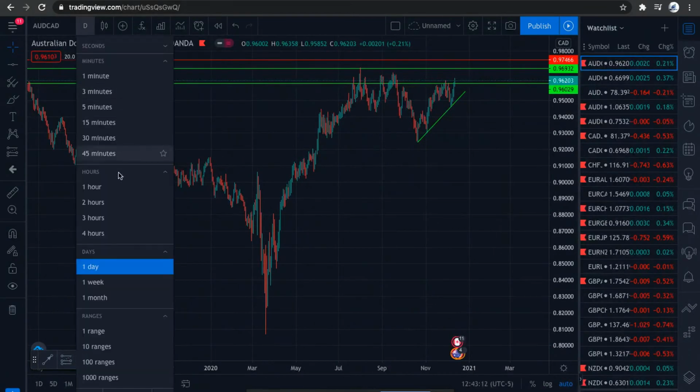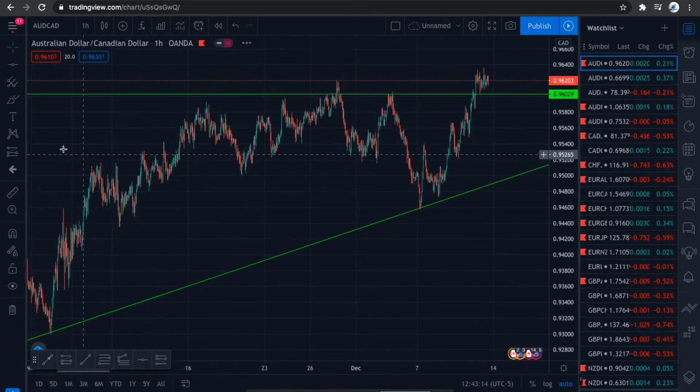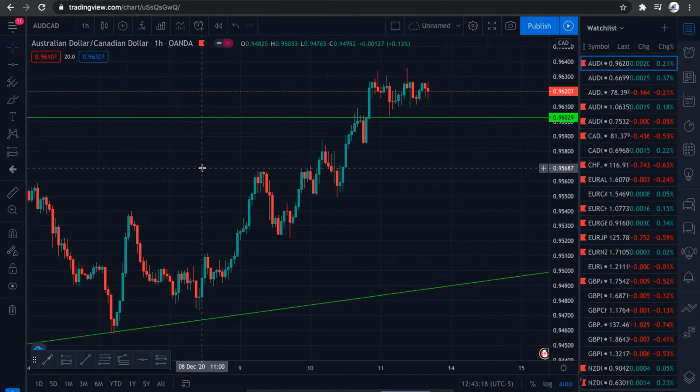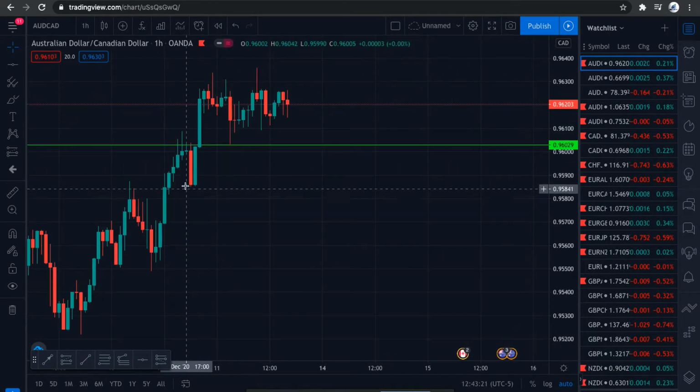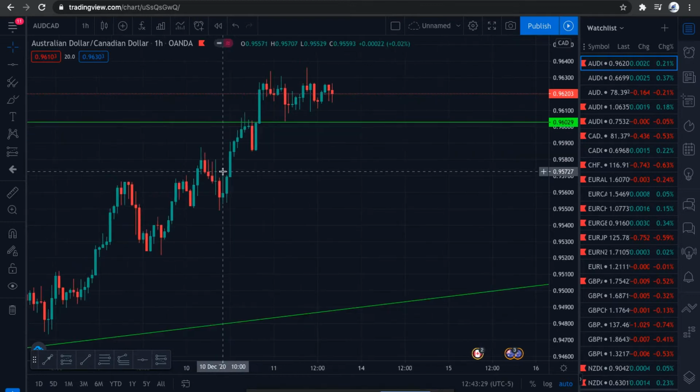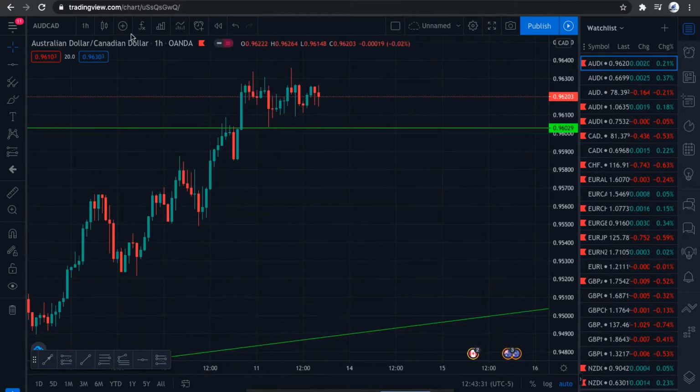So now I'm going to move down to my hour chart and zoom in so that we can see what the chart is doing. This would have been the ideal entry for it to break, retest, get in here, and then everything else above would have been profit. But because we didn't get in there, now we're just going to be looking to see what the chart does.